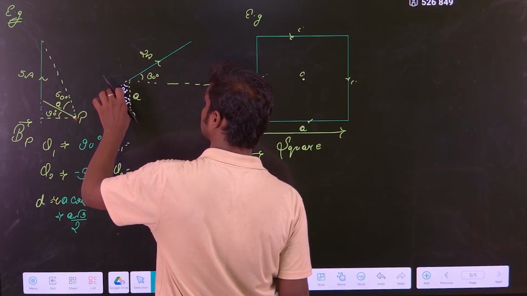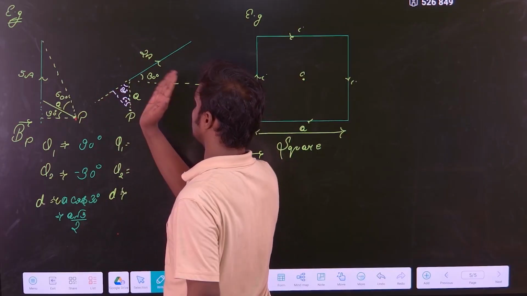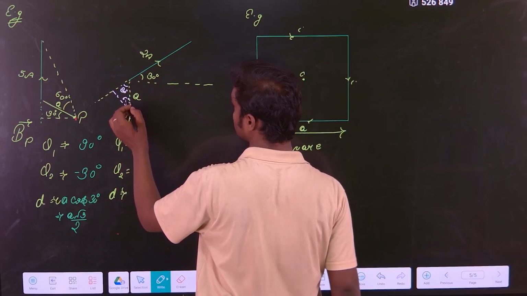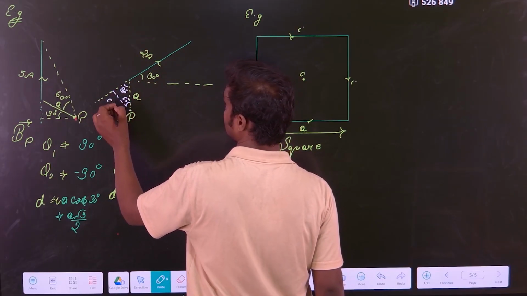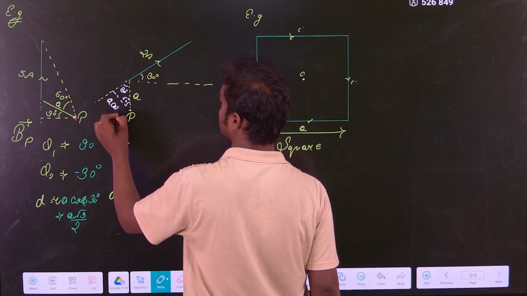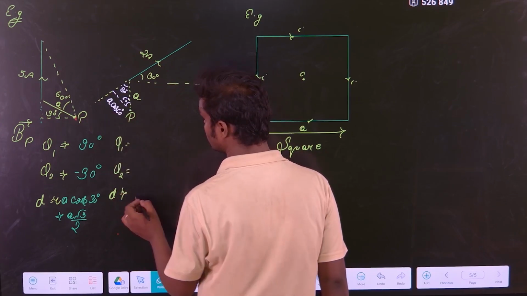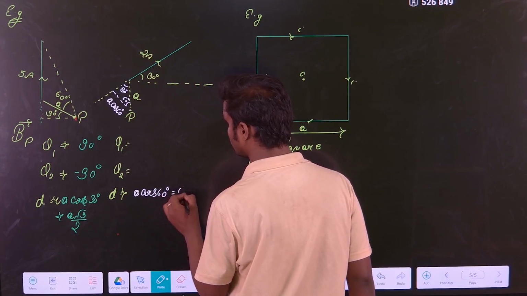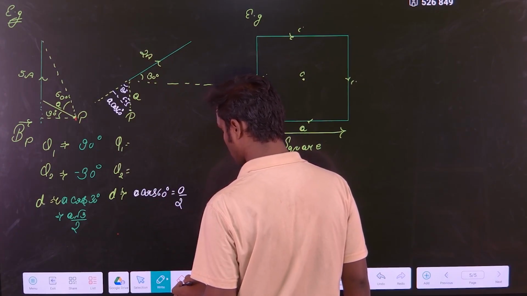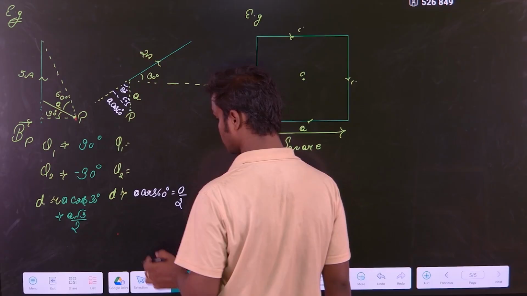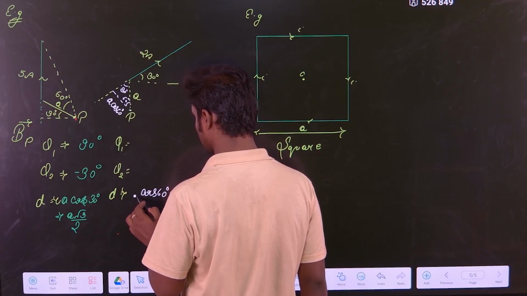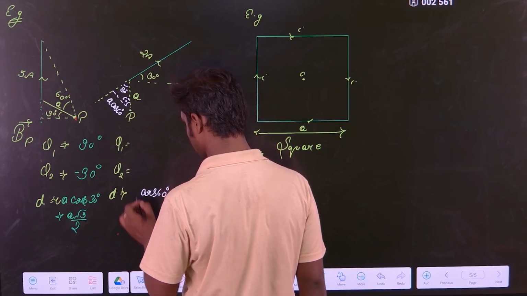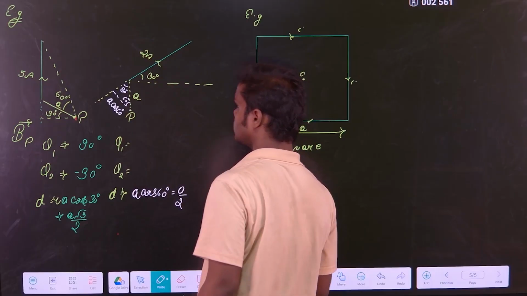I want to calculate this distance. This will be a. How will you calculate? See, this is a. I can say it is a cos 60 degree, correct? So my perpendicular distance is a cos 60 degree, which is equal to a by 2. Are you getting my point? So it is a cos 60 degree.